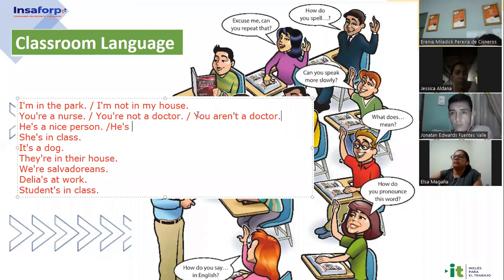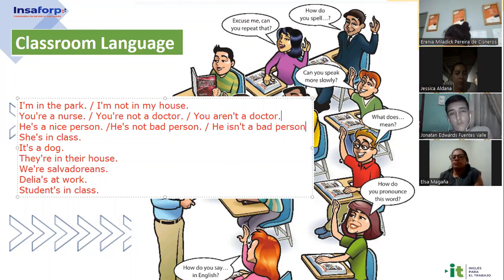For example, he's not a bad person. He's not a bad person. Or he isn't a bad person. Look. Okay? He's a nice person. He's not a bad person. Or he isn't a bad person. So again, you can use the contraction in the subject or you can make the contraction in the verb to be. The two are correct. No problem. Yes?